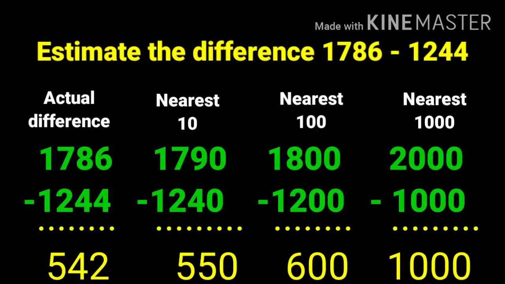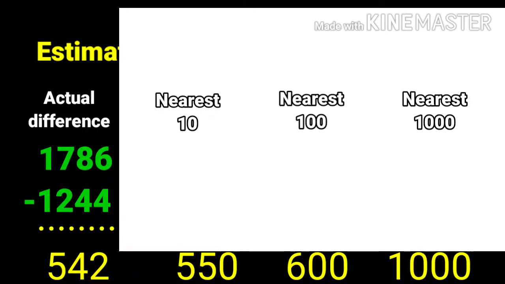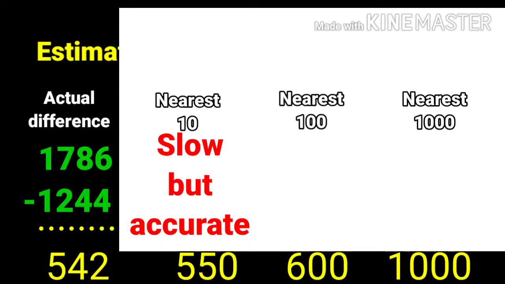Now the actual difference is 542, the estimated difference to the nearest 10 is 550, the estimated difference to the nearest 100 is 600, and the estimated difference to the nearest 1000 is 1000. Now let's analyze which is best. First, estimate to the nearest 10: 550 is accurate, but getting the solution is slow.